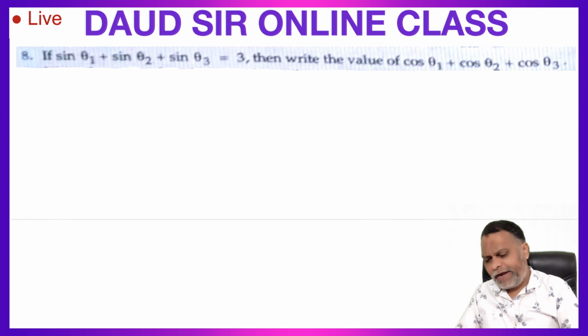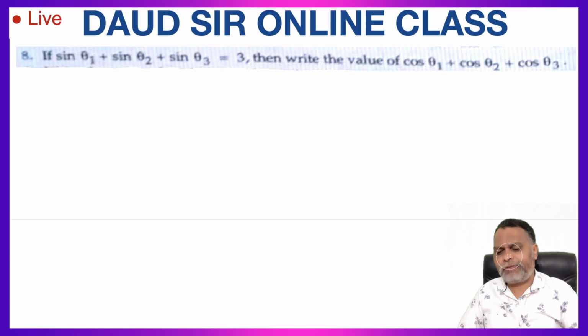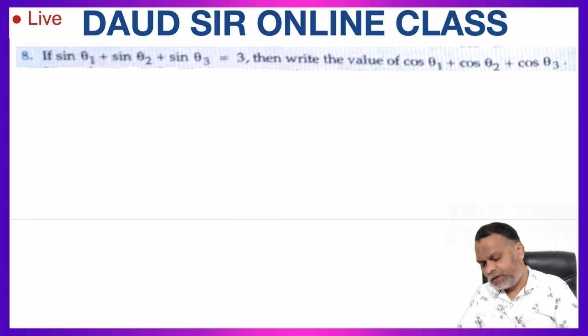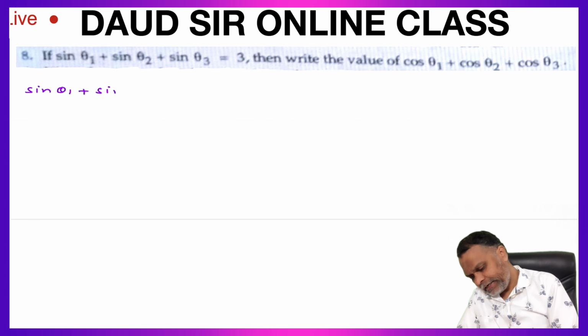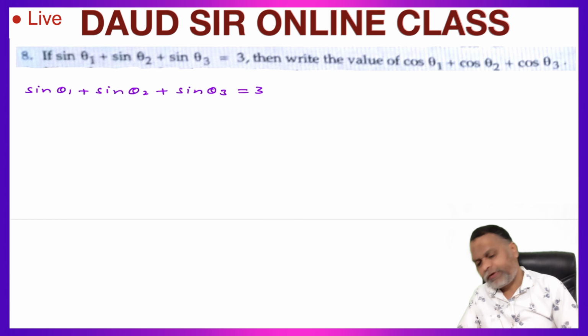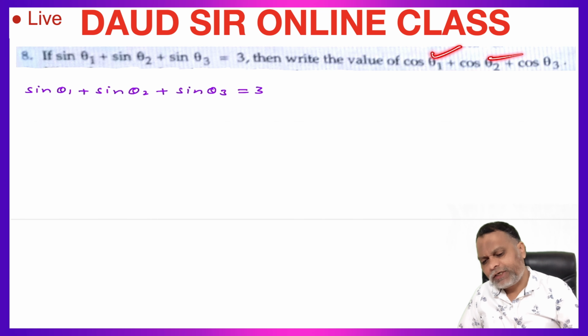Question number 8. If sin theta 1 plus sin theta 2 plus sin theta 3 is equal to 3, it is given, then write the value of cos theta 1 plus cos theta 2 plus cos theta 3. So sin theta 1 plus sin theta 2 plus sin theta 3 is equal to 3. It is given. So we have to find out the value of cos theta 1 plus cos theta 2 plus cos theta 3. So for finding this value, we require theta 1, theta 2 and theta 3.